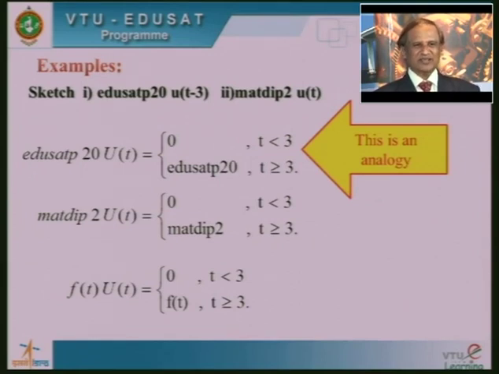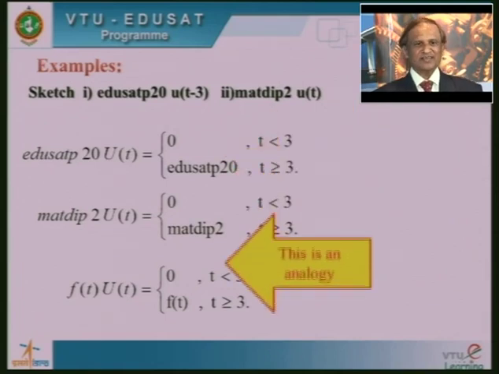Exactly in a similar way, suppose you are planning to watch the advanced mathematics 2 lecture. How are we going to define MATDIP401 into u of t is equal to 0 at time t less than 3? It means it is not possible to see it when the time is less than 3. So you can see the lecture MATDIP401 at t is equal to 3. So it is an analogy. Analogy means you can compare.